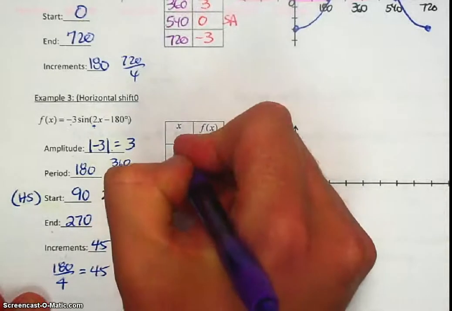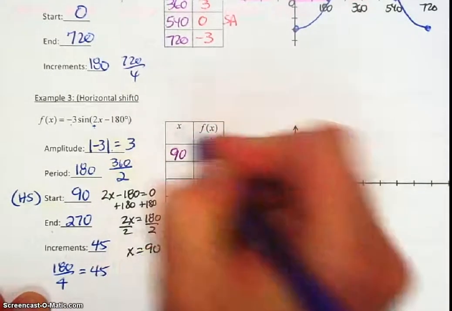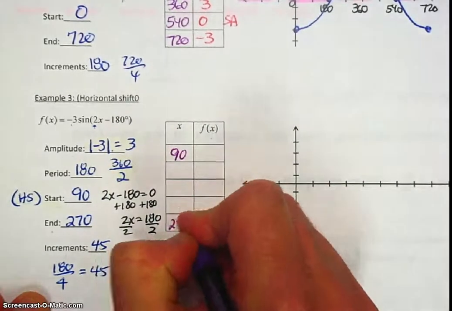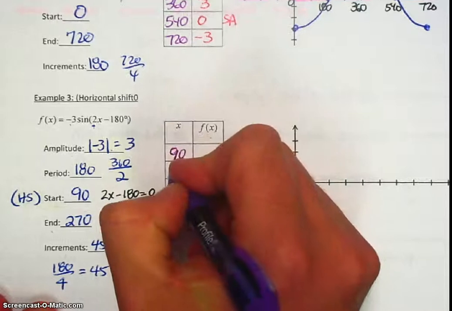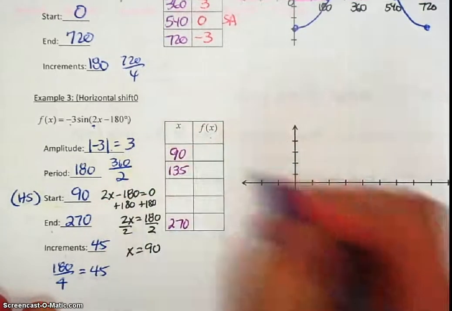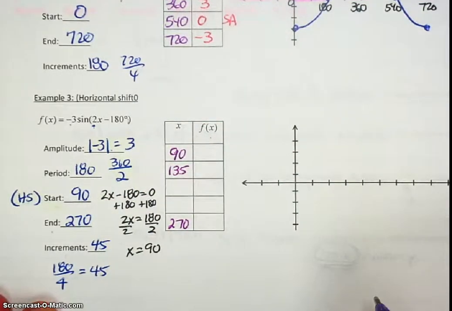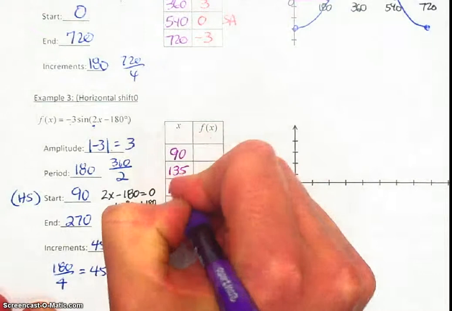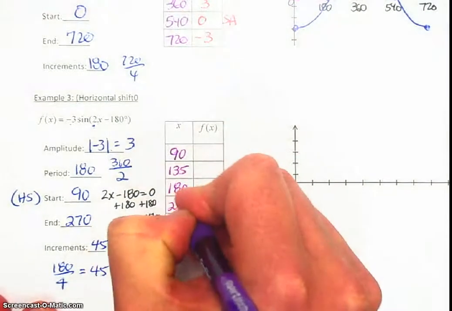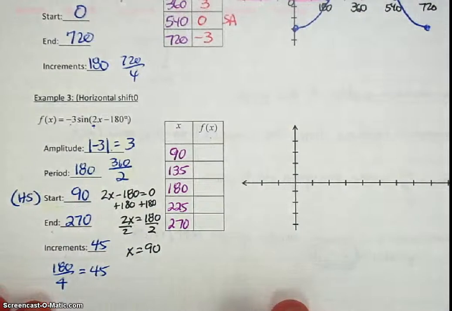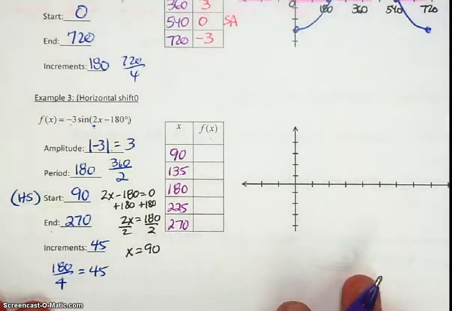We're going to put our start there, which is 90. We're going to put our end here, which is 270. And now we're going to count with our increments of 45 to get the rest of our x values. So 90 plus 45 gives me 135. 135 plus 45 gives me 180. 180 plus 45 is 225. And 225 plus 45 is 270.